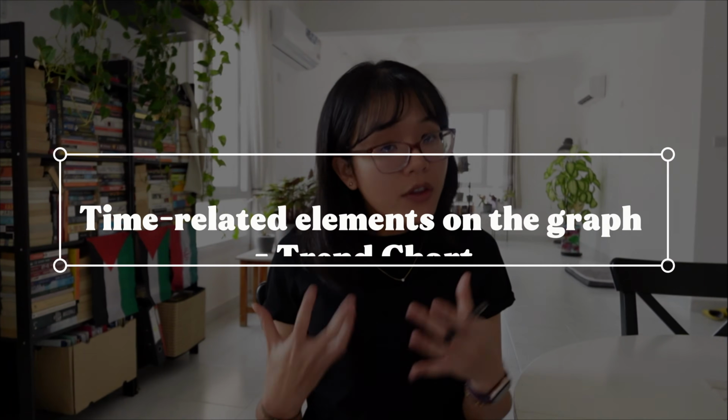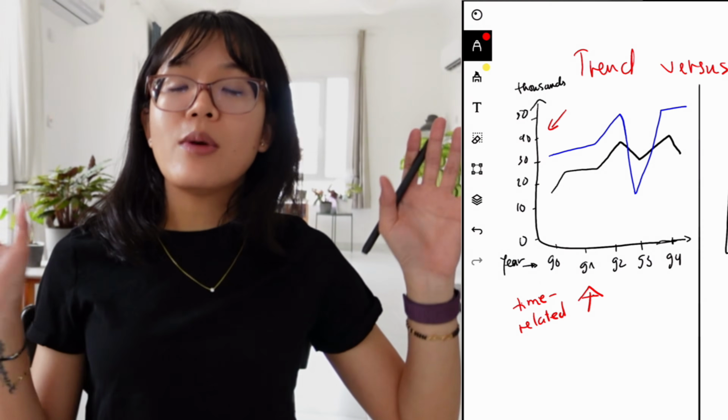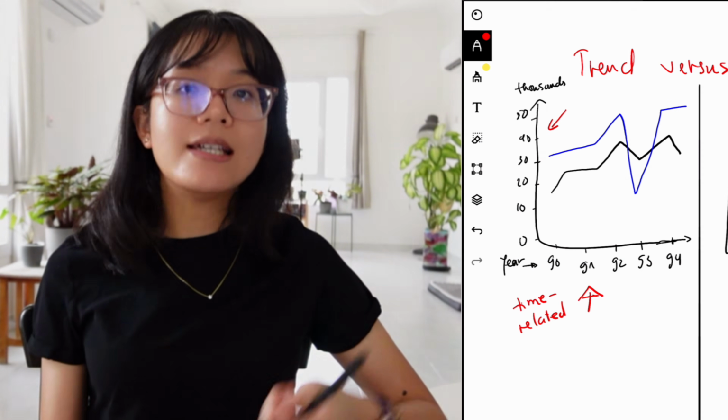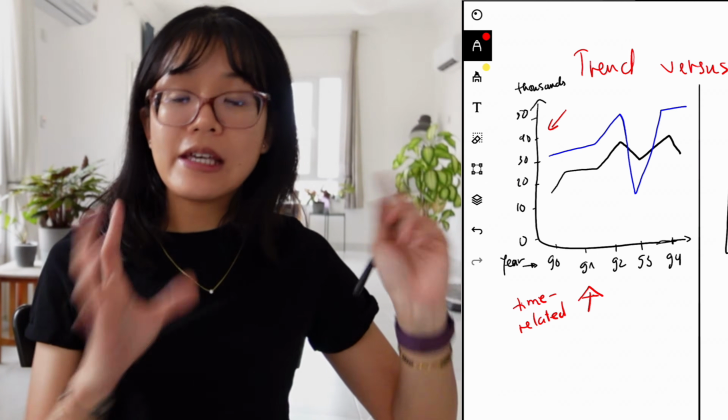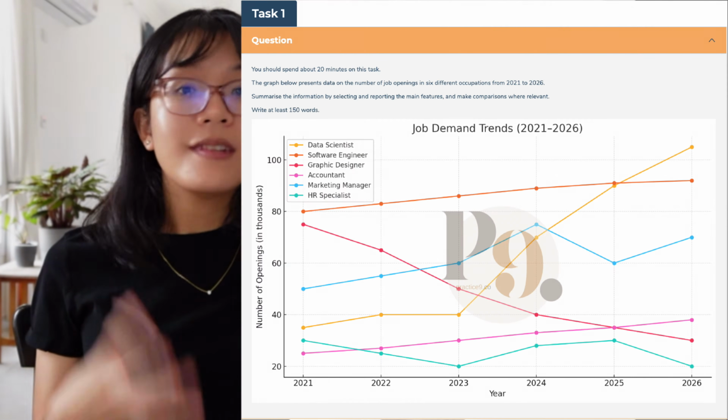Now, the first difference between a trend and a comparison chart lies on the graph itself. When you look at the graph, you see time-related elements on the graph. I'm not talking about the legends. I'm talking about the graph itself. You see time-related elements. That is a trend chart. Like this one, you have the years from 1990 to 1994. This is 100% a trend chart. This is also a trend chart, and this one as well.